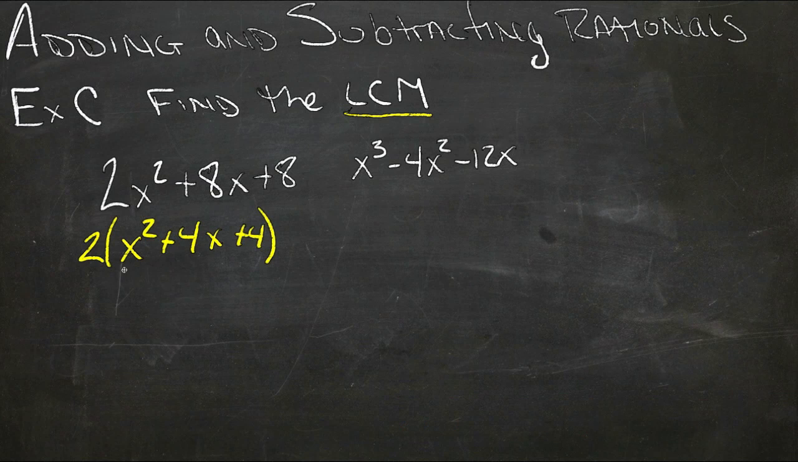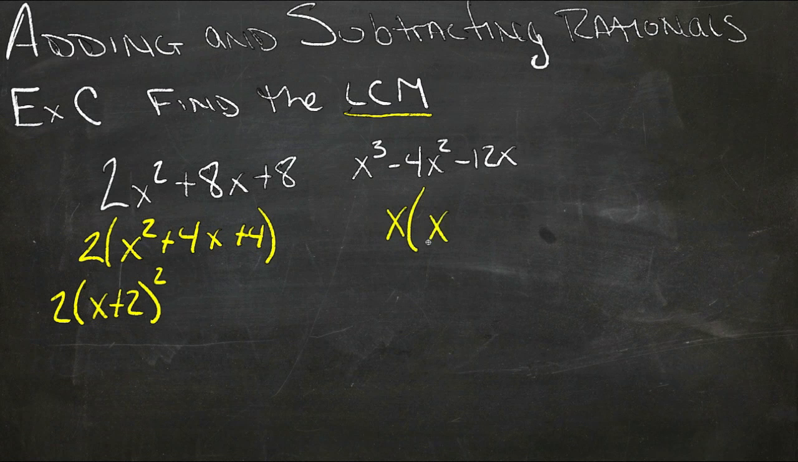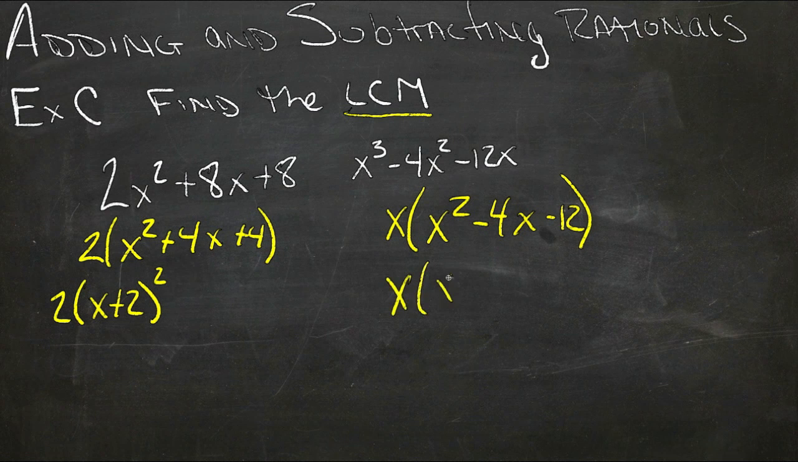That looks like a perfect square trinomial. So that would be 2 times (x plus 2) squared. And then the other one has a common x, so we'll pull an x out first, and we'll get x times (x squared minus 4x minus 12). And then this looks like positive 2, negative 6. So x times (x plus 2) times (x minus 6).